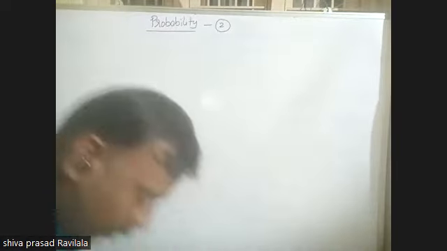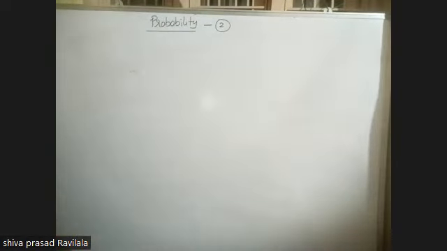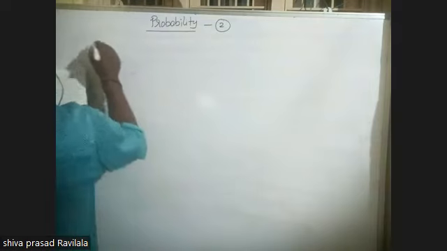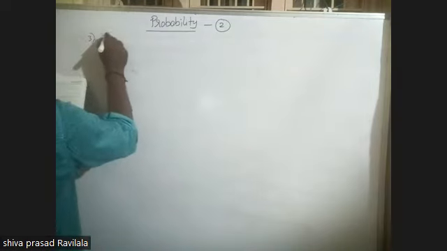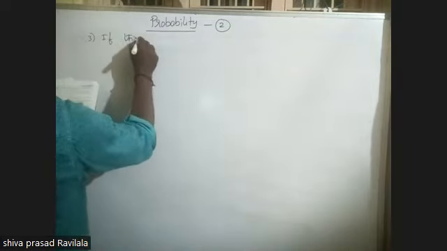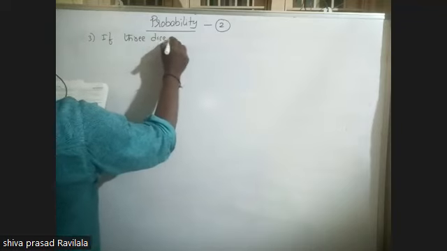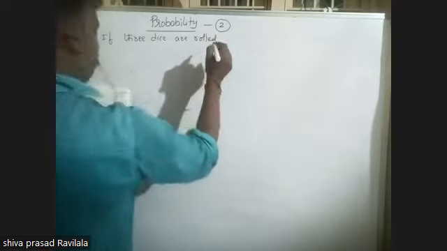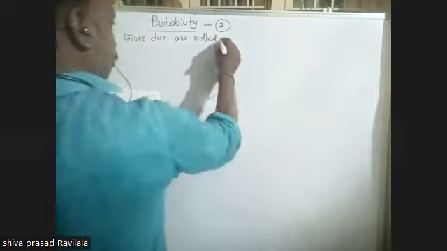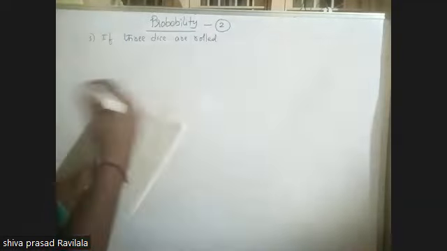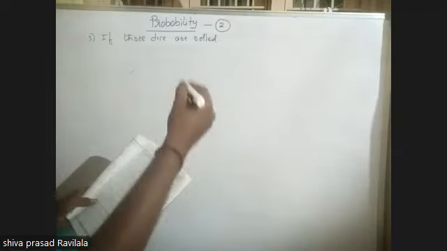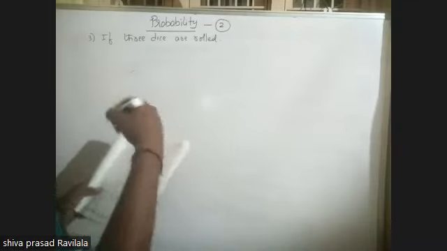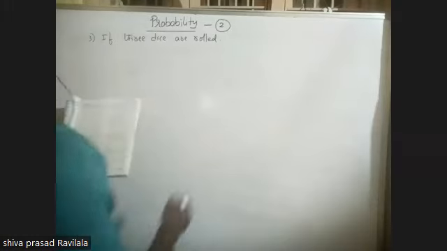Right, next one. If 3 dice are rolled, n of S is equal to how much? If 1 die is rolled, n of S is equal to 6. If 2 dice are rolled, n of S is equal to 6 square. And when 3 dice are rolled, n of S is equal to 6 cube.